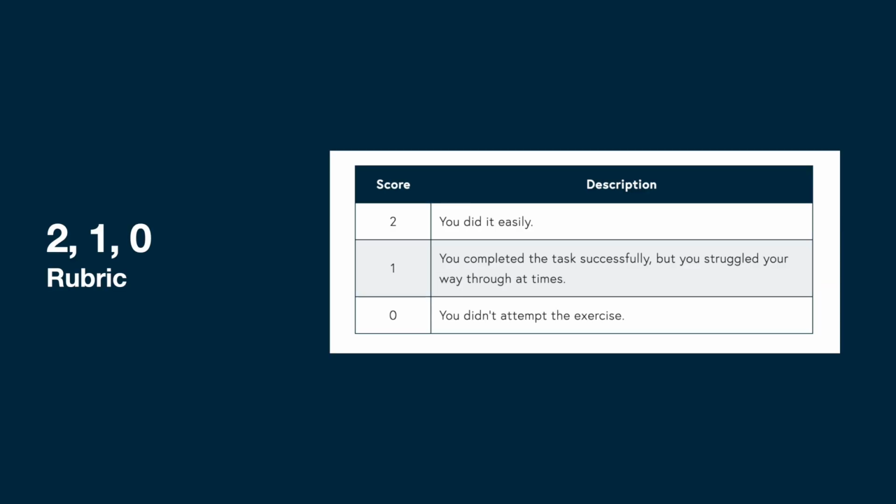My basic rubric is as follows. It's 2-1-0. It's not geared for precision. It's geared for a very general grade to assign a student for a specific task. So a 2 would be you did it easily. 1, you completed the task successfully, but you struggled your way through. And 0, you didn't attempt the exercise. For example, if the student wasn't in class, that might be why they get a 0. Everyone else will probably be getting 1s and 2s.